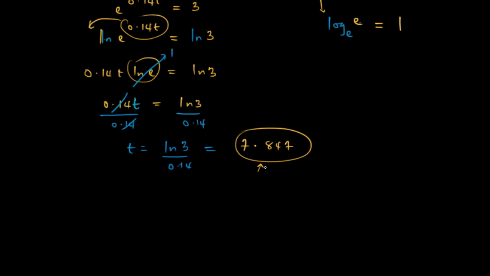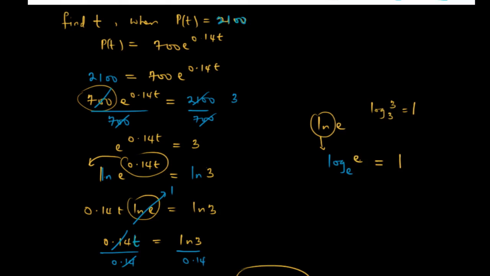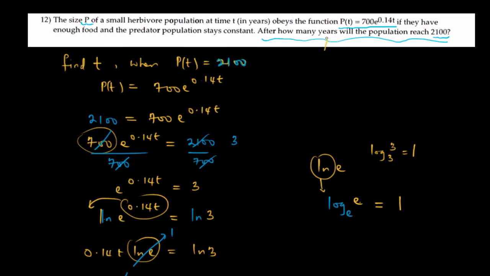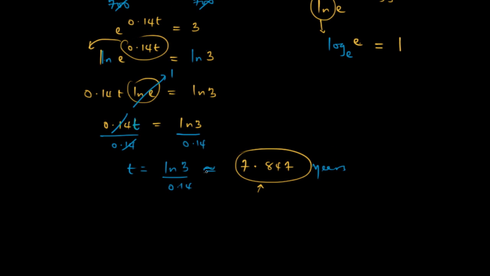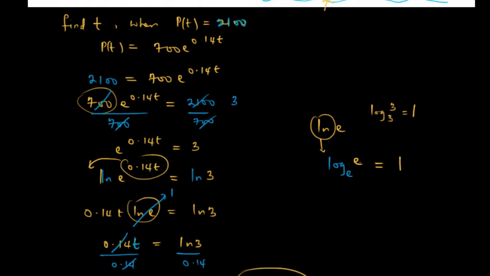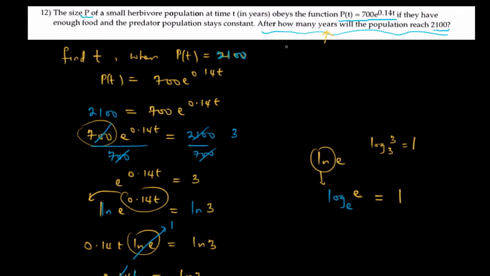You should obtain 7.847 years, since it says how many years. So the unit is very important. So how many years? We would say approximately 7.847 years. Yeah, so that completes the problem.